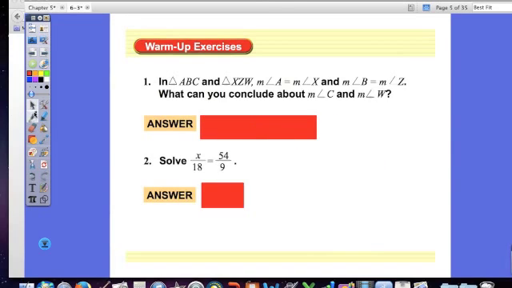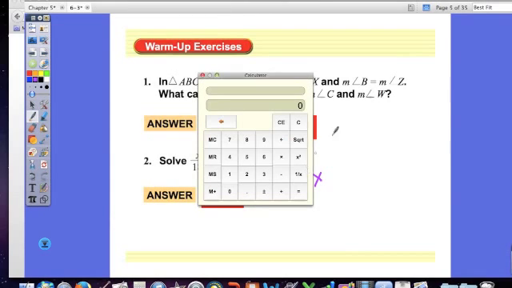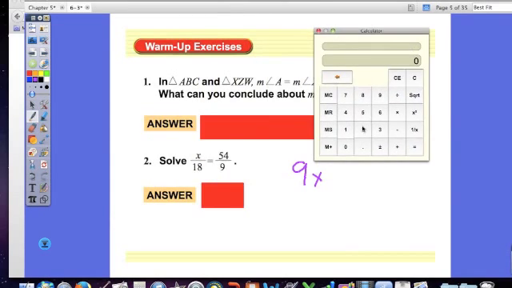Okay, now let's solve. 9 times x is 9x. 18 times 54 is 972. Divided by 9 is 108.